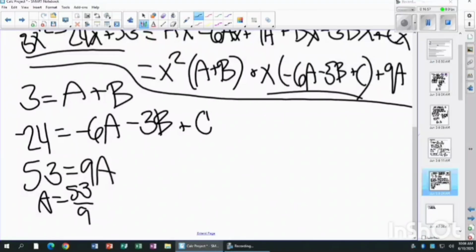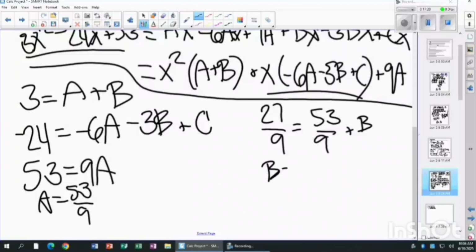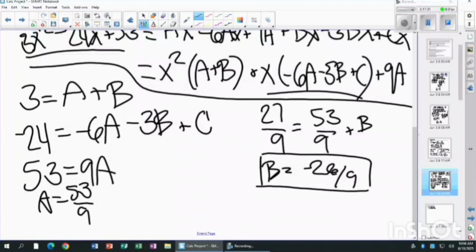And since we know that, we can plug it into the first equation. 3 equals a plus b. Because we need to have the same denominator, just multiply by 9. 3 is 27 over 9. So 27 over 9 equals 53 over 9 plus b. And after subtracting over, b is equal to negative 26 over 9. Okay, and then I'm going to box that so it's more clear because there's kind of a lot on the screen.